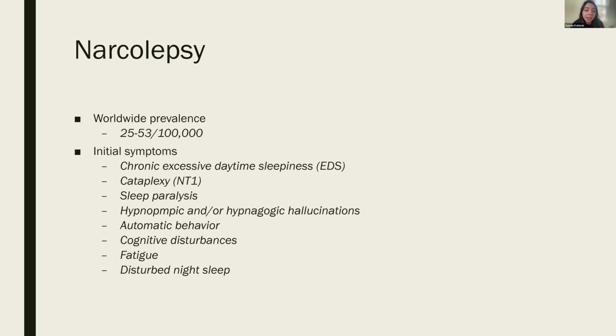The prevalence of narcolepsy worldwide is 25 to 53 people out of 100,000. And usually the initial symptoms could vary, but excessive daytime sleepiness, cataplexy, specifically in narcolepsy type 1, sleep paralysis, hallucinations, and automatic behaviors, disturbed night sleep are some of the most common symptoms.